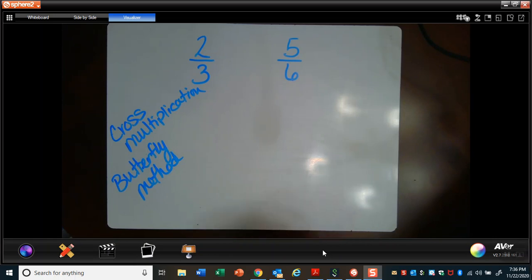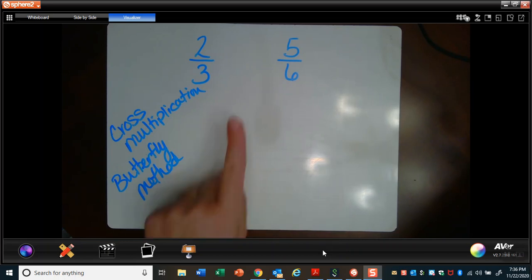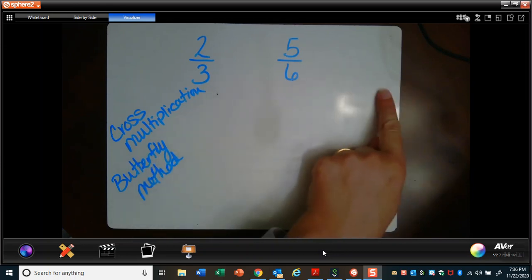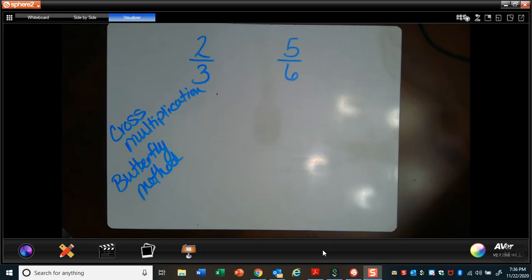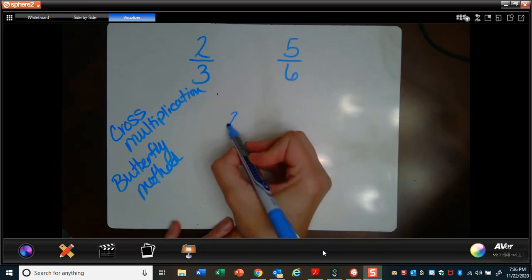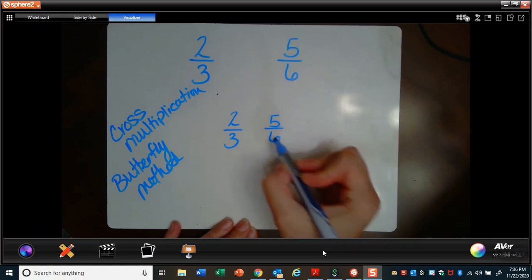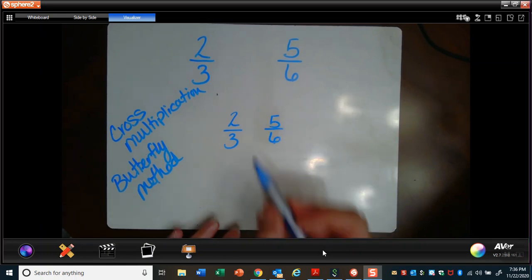You can use it to check your work, or if you know where one is and not the other two, you could use it to check the other two. But you can only use it on two fractions at a time. You can't add a third fraction and cross multiply them. So what I'm going to do is rewrite these fractions, and I'm going to show you how to cross multiply.